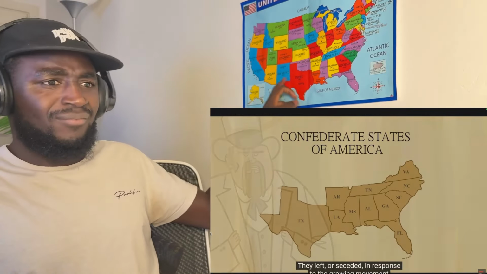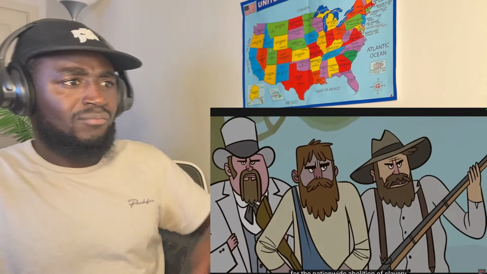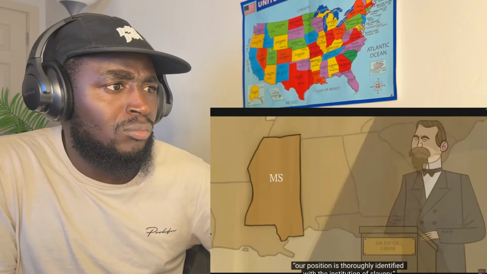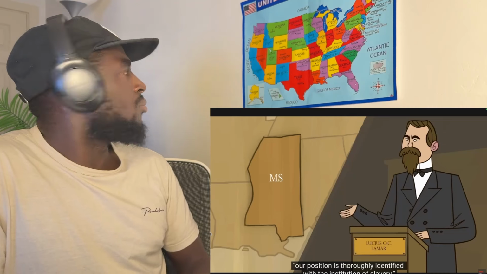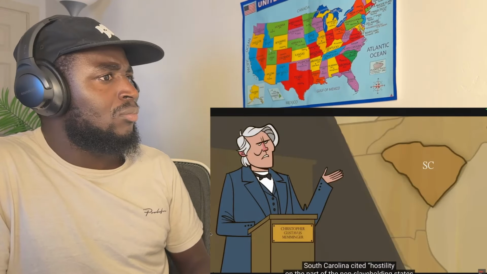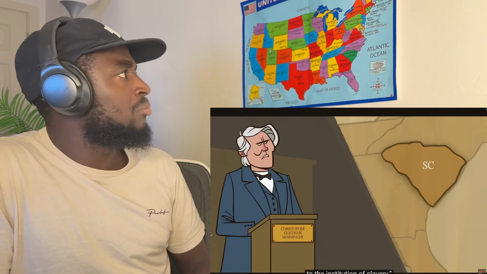They left, or seceded, in response to the growing movement for the nationwide abolition of slavery. Mississippi said, "Our position is thoroughly identified with the institution of slavery." South Carolina cited hostility on the part of the non-slaveholding states to the institution of slavery.